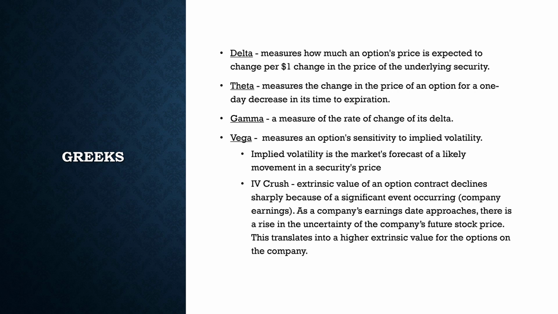It's basically like demand. No one wants the contract anymore. The event happened, it's over with, and the extrinsic value of that contract just declined sharply. So it is very possible. My way of getting around that, I do not trade options around earnings. So if I have an option and earnings are coming up, I will sell it before earnings. It's that simple. I do not hold through earnings at all, because it's a huge risk.